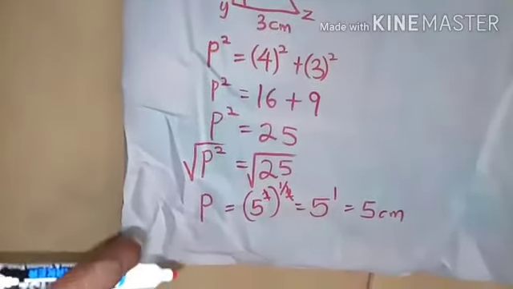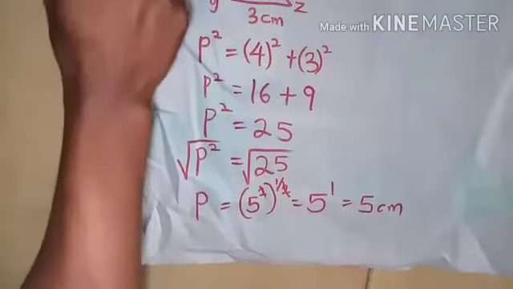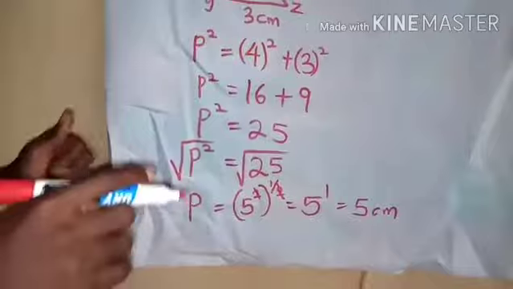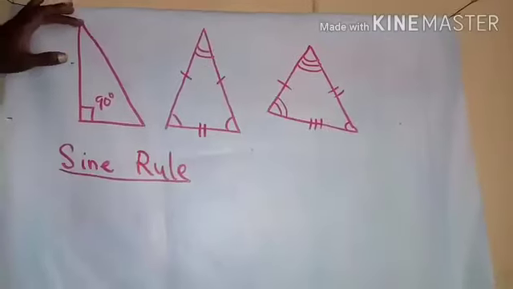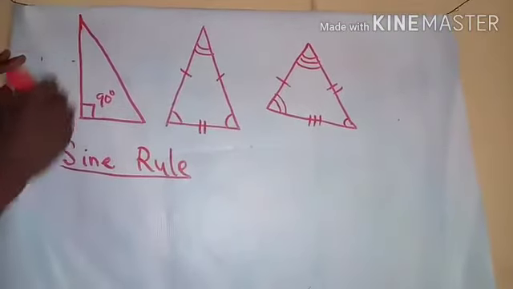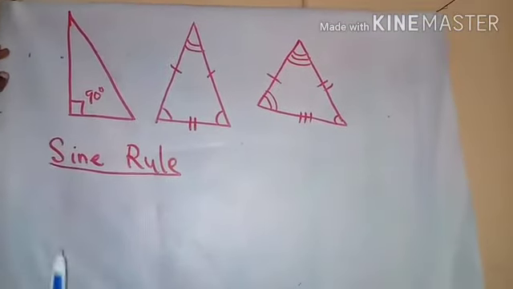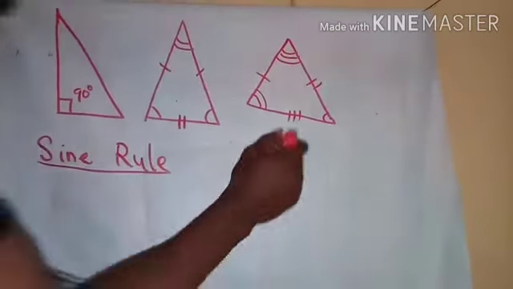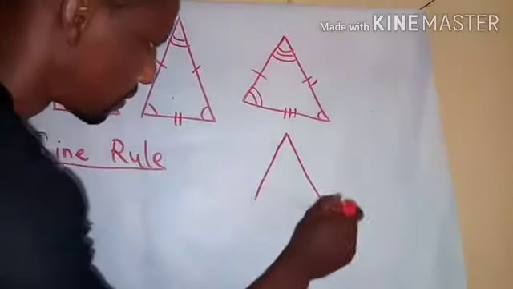This is a standard method, and the only kind of problem Pythagoras theorem can solve is a right angle triangle. A right angle triangle can be solved with Pythagoras theorem. What about isosceles triangle, scalene triangle and equilateral triangle?